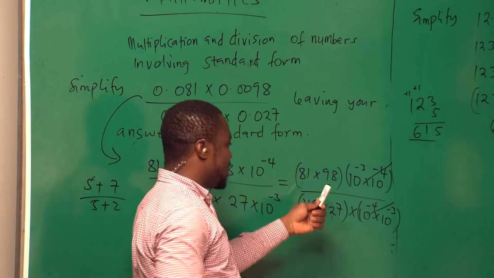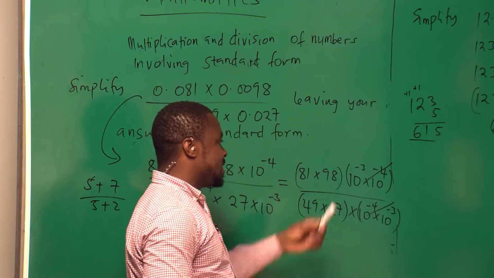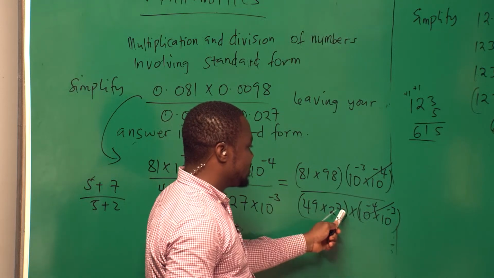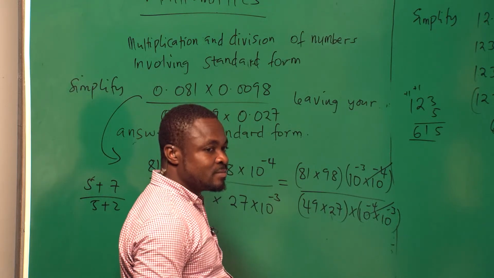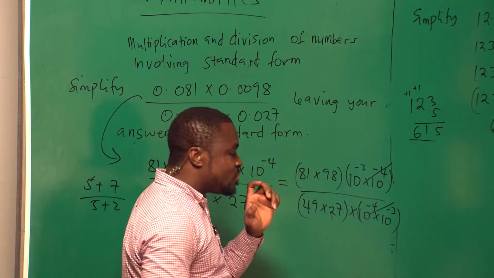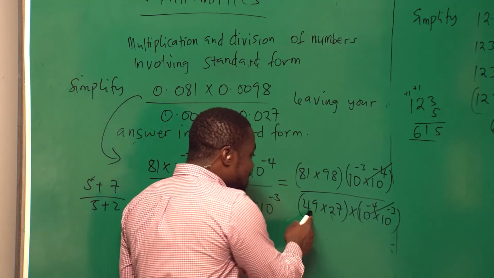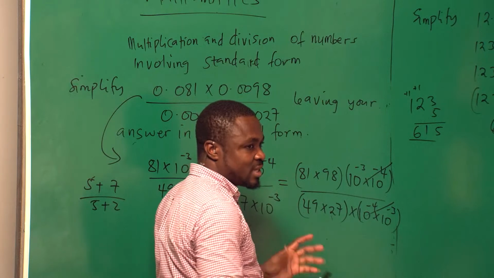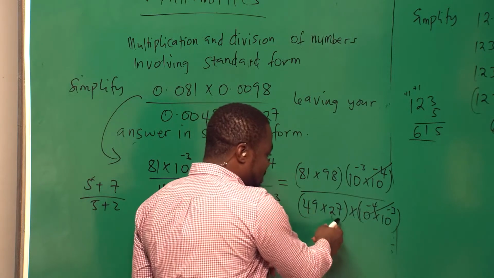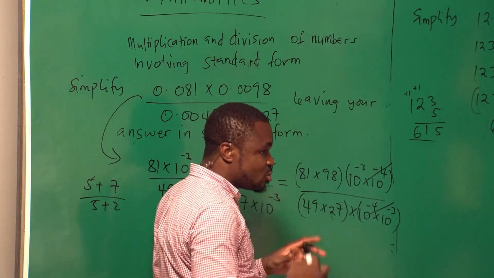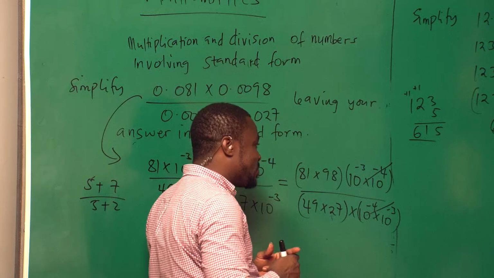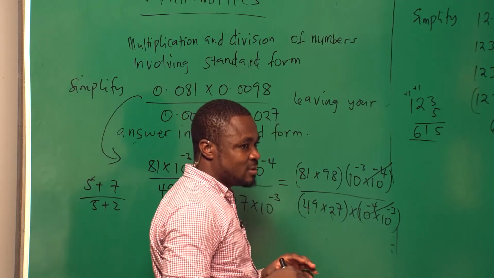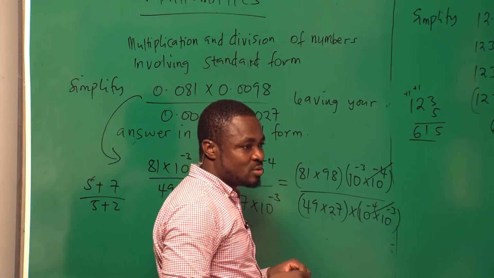So we are left with 81 times 98 divided by 49 times 27. So always look out for factors. Something here could have been a factor of a number in the numerator. 27 can also be a factor of something. So look out for those things. If they are not factors, you look out for the least common multiple. Those kinds of things make the work so easy for you to deal with.